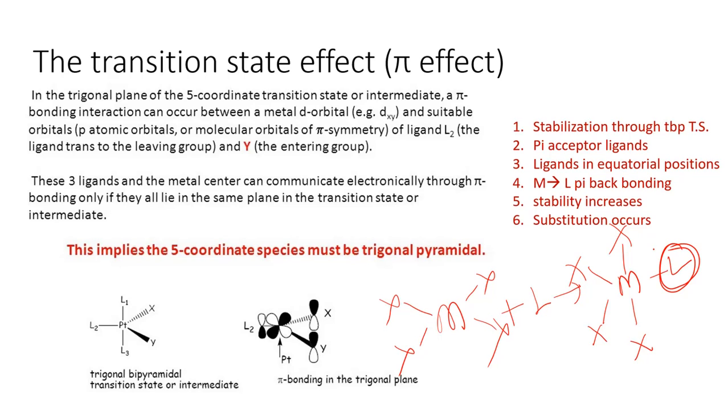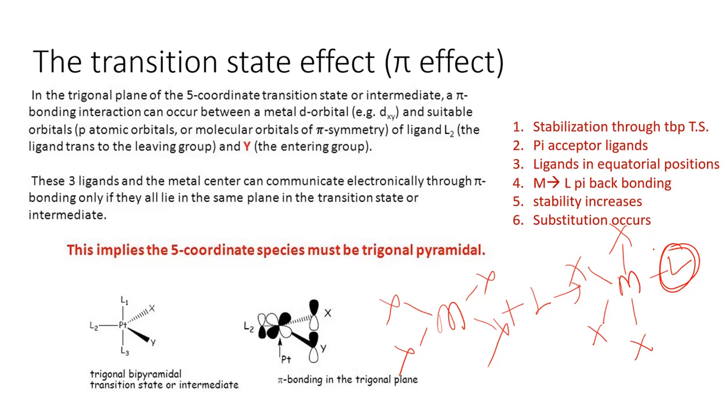So rather than the axial position, L, the attacking ligand, if it is a pi acceptor, would prefer to be in the equatorial one rather than the axial one. So therefore the stability would be increased. But if L is placed in the axial position, the stability would not be increased. Why? Because there would be less metal to ligand pi bonding. But when the attacking ligand is in the equatorial plane, due to the metal to ligand pi bonding, the stability of the overall transition state would be increased, and hence the substitution occurs.